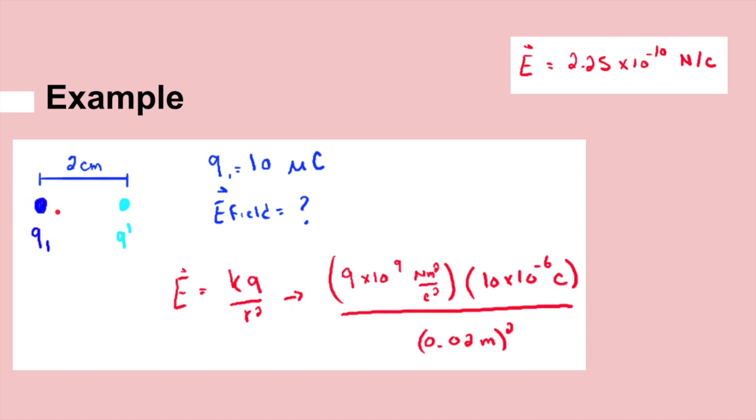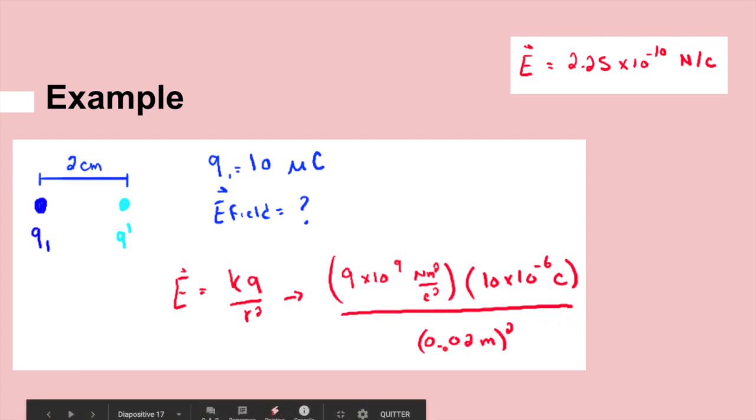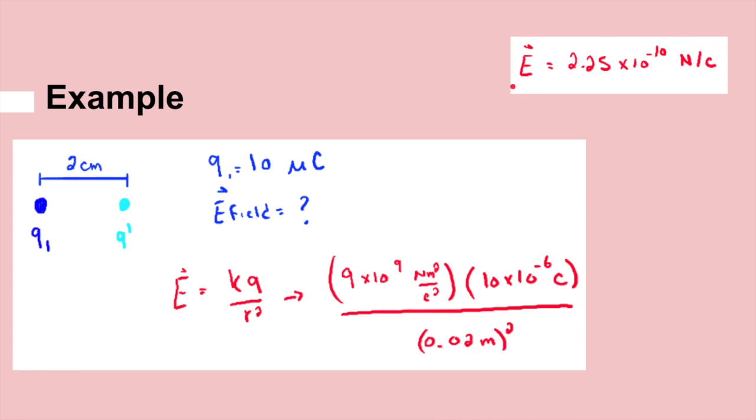So we have Q1 here and it has a charge of 10 microcoulombs. Q prime is just a point, no charge, and they are separated by 2 centimeters. We want to find the electric field caused by Q1. The equation, as we just derived, is E is equal to KQ over R squared. K is Coulomb's constant, which is 9 times 10 to the 9 newton meters squared over coulomb squared, times our charge, which is 10 microcoulombs, so changing that to coulombs because we need our SI units, is 10 times 10 to the minus 6 coulombs. Divide all of this by 2 centimeters, which is 0.02 meters, squared. And the electric field obtained is 2.25 times 10 to the minus 10 newtons per coulomb.